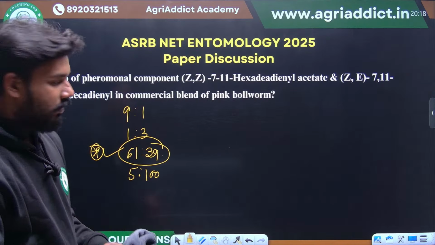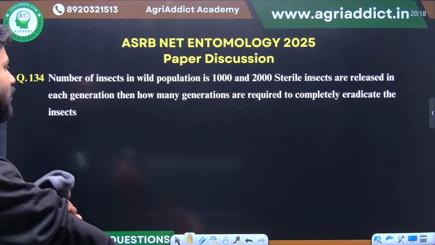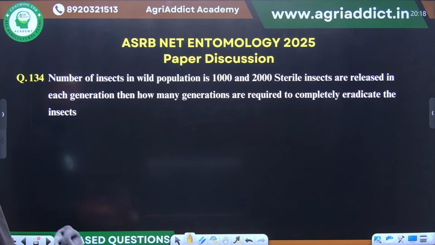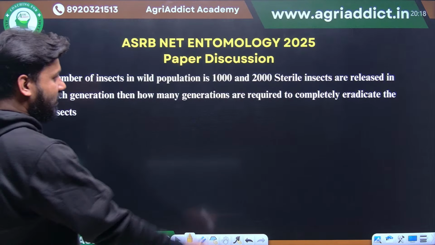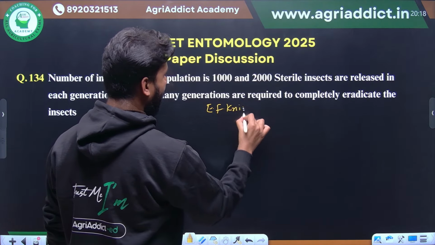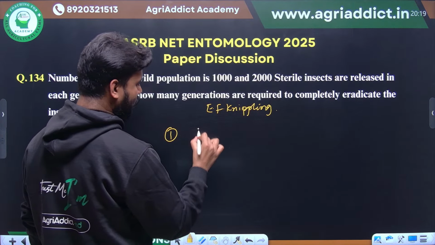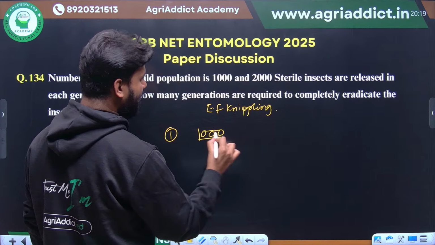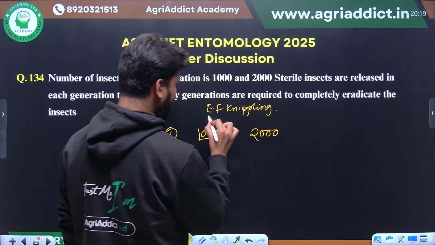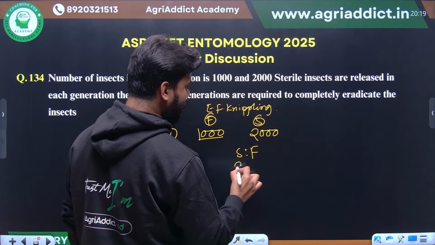Okay. The next question is, the number of insects in a wild population is 1,000 and 2,000 sterile insects are released in each generation. Then how many generations are required to completely eradicate the insects? This model was given by E.F. Knipling. Suppose in the first generation you are having 1,000 insects in the normal population and you are releasing 2,000 sterile insects. So this is fertile, this is sterile. So the sterile to fertile ratio is 2:1.